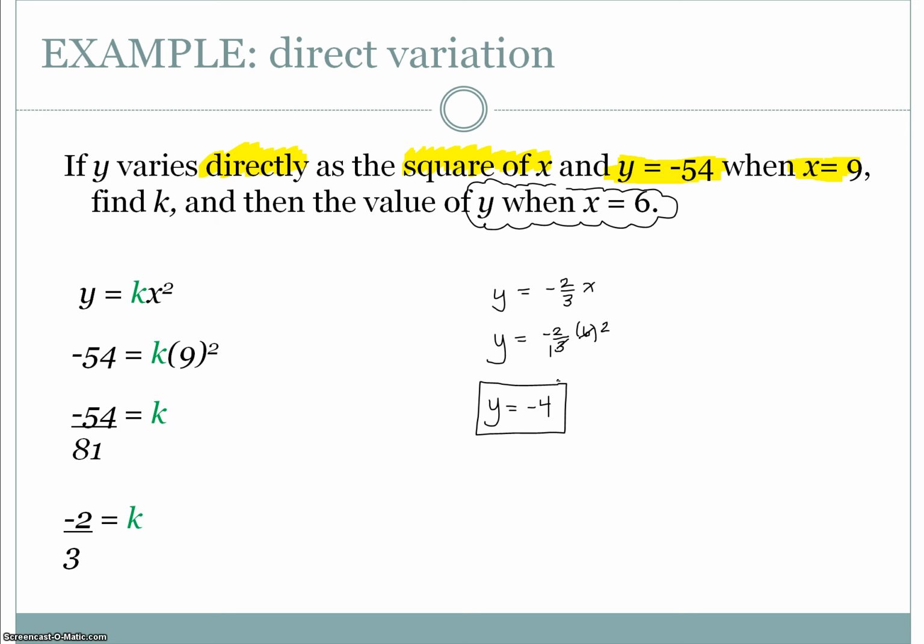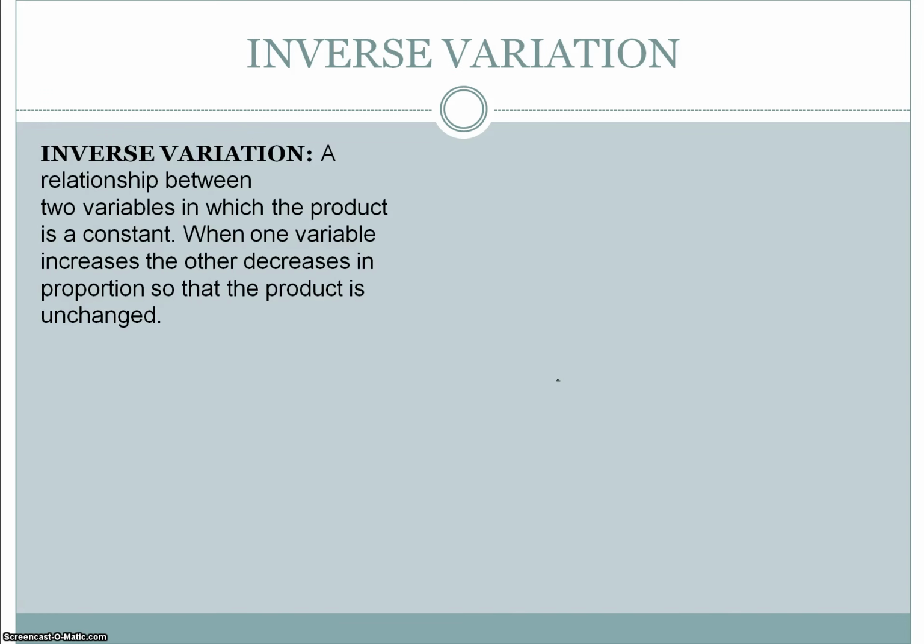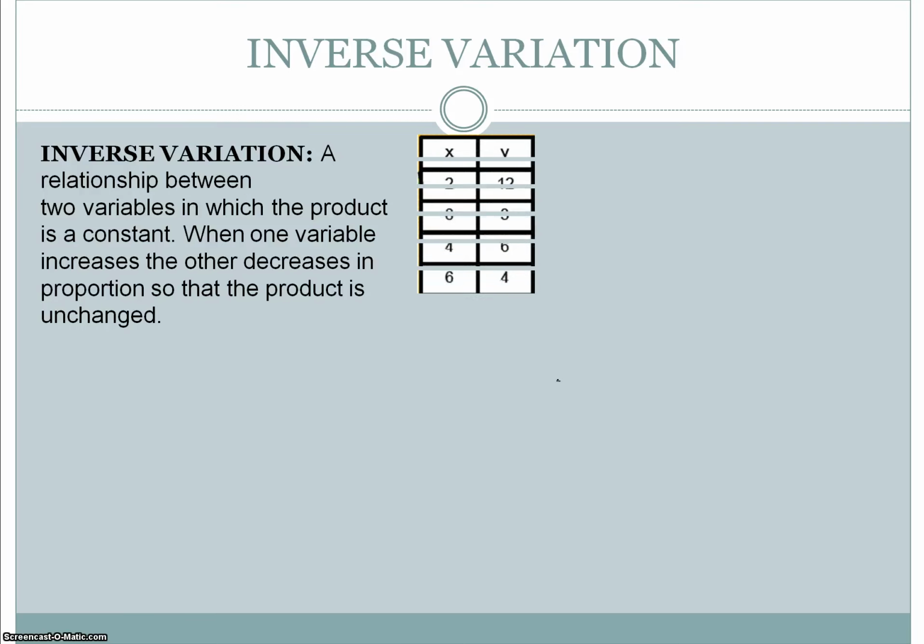So another type of variation that we're going to look at in this section is inverse variation. Remember, last time with direct variation, it was the ratio that stayed the same. This time, what's going to stay the same is the product of the two variables. So what happens when you have a constant product is that while one variable increases, the other has to decrease so that the product can stay the same.